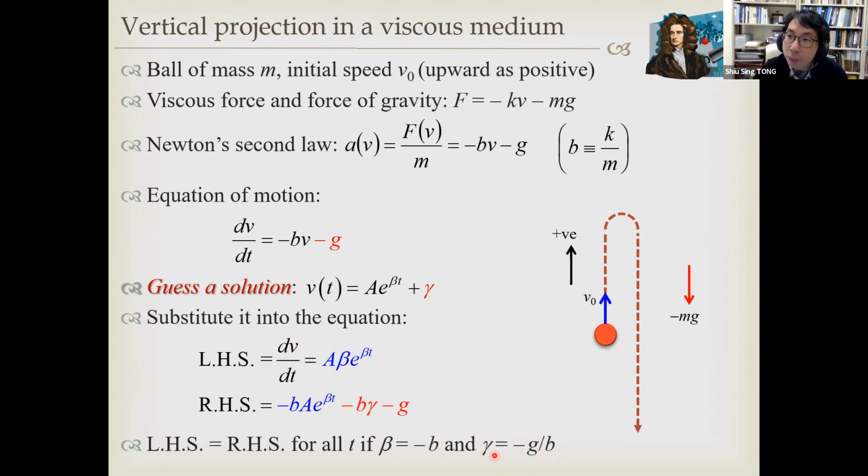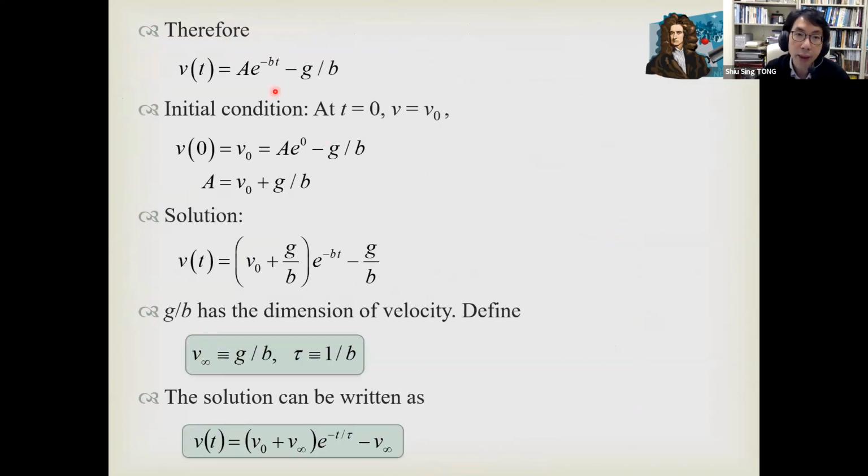So that's how we're going to work. We are going to choose beta equal to minus b and gamma equal to minus g over b. That guarantees the equations will be satisfied for all time t. So our solution is going to work if we choose beta and gamma in this way. Okay. So this is our solution.